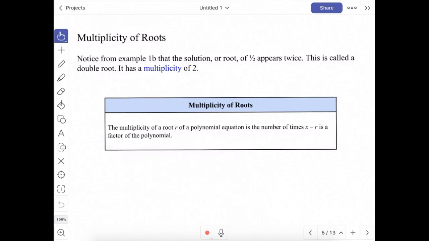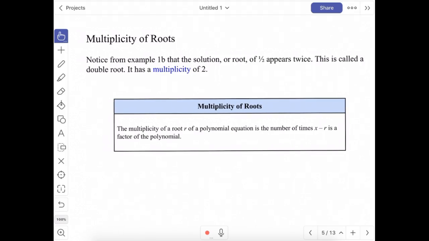And that kind of jumps right into this concept of multiplicity. Notice from example 1b that the solution or root of 1/2 appears twice. This is called a double root. It has a multiplicity of 2. So the multiplicity of a root r of a polynomial equation is the number of times x minus r is a factor of the polynomial. So if you have a repeated root, however many times that root is repeated, that would be the multiplicity. It's simply counting how many things are the same.